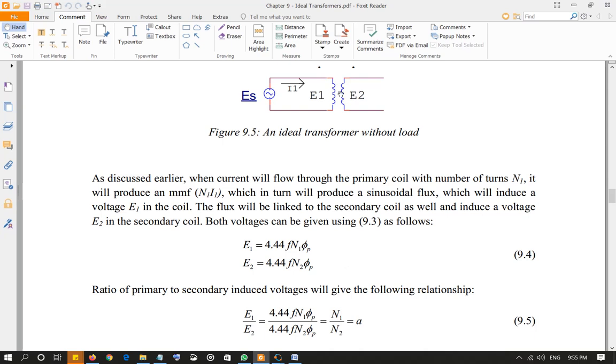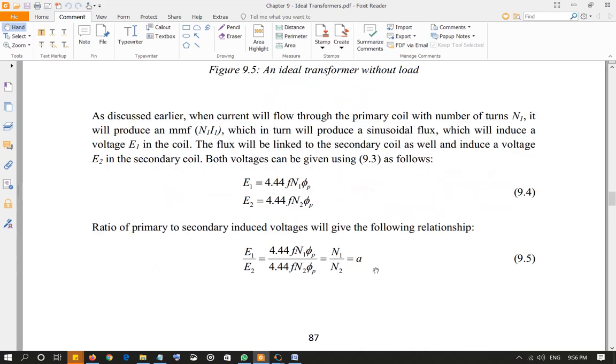And the same flux is linked with the secondary side, peak value of flux, and we are calculating the RMS value of the secondary side, similarly 4.44 f N2 phi p, because of course the number of turns on the secondary side is different than the number of turns on the primary side. And based on whether N1 is greater than N2 or less than N2, your E1 will be either greater than E2 or less than E2. If E1 is greater than E2, it is called a step down transformer, and if E1 is less than E2, it is called a step up transformer.